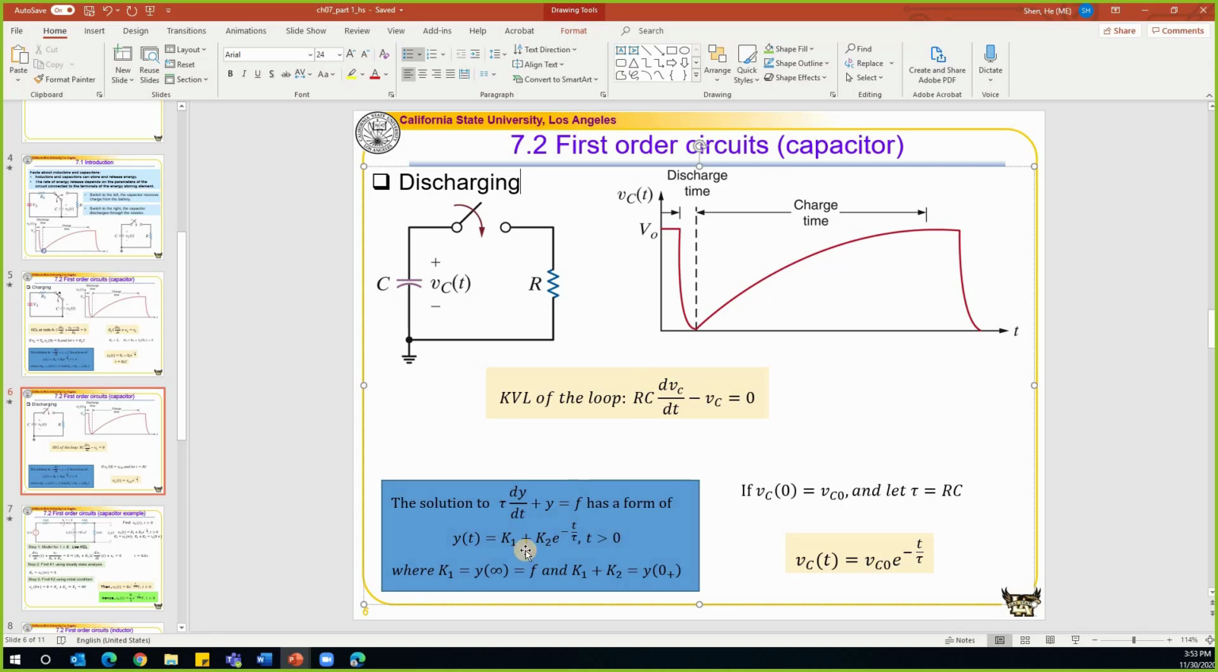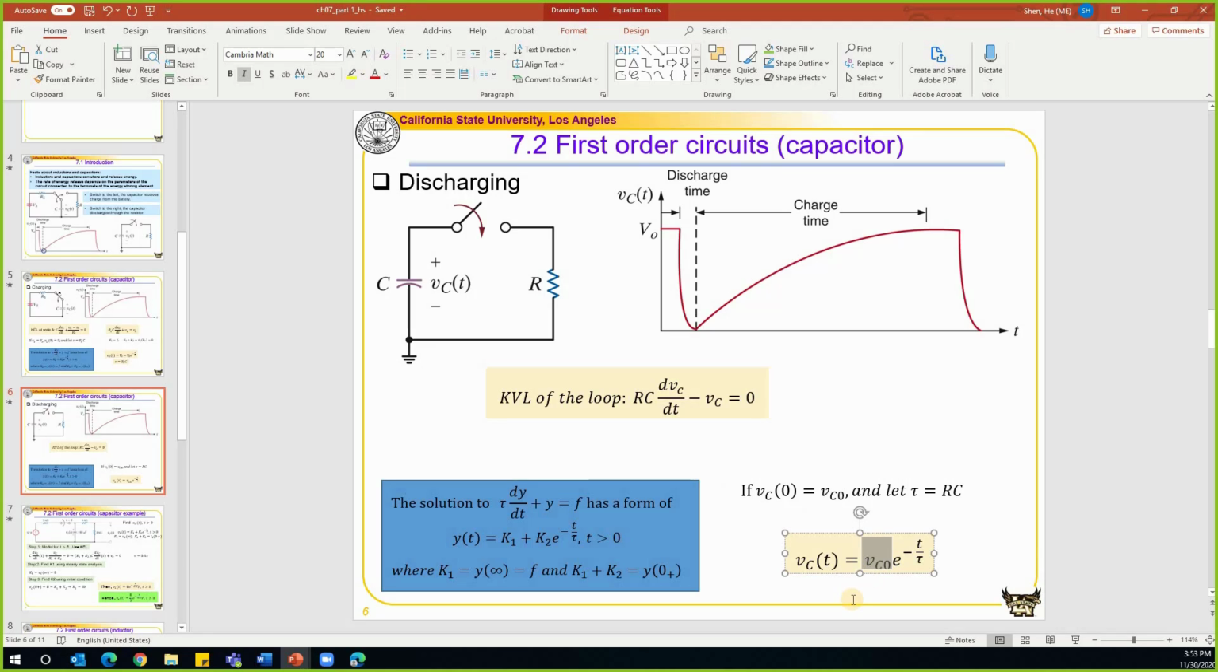By comparing this equation to the conclusion that we got from the first page, we know that the time constant tau is equal to Rc, and the steady state value is equal to 0. So we know that K1 is equal to 0. For the initial condition, K1 plus K2 is equal to Vc at time 0, and we said it's equal to Vc 0.